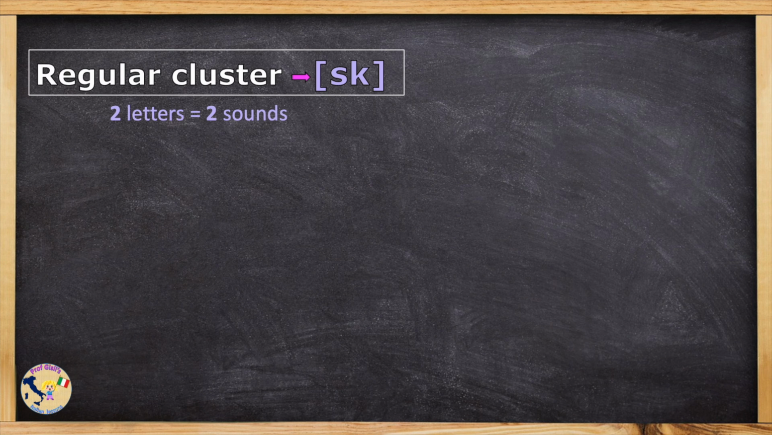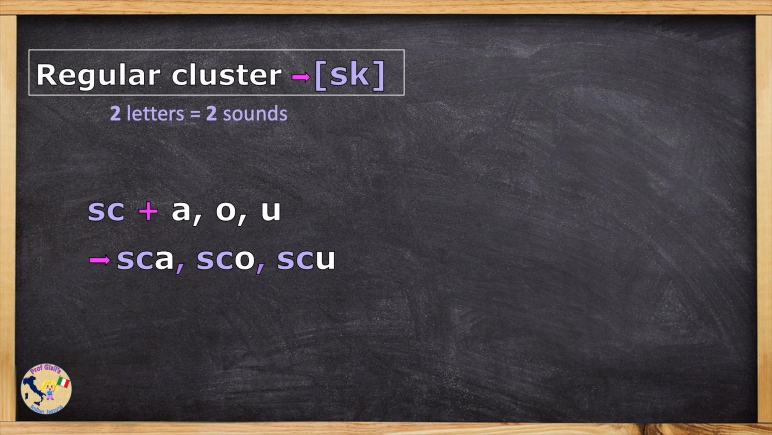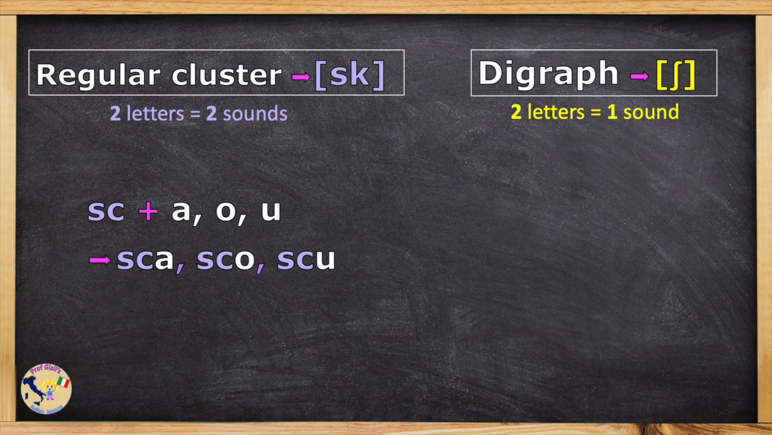When group SC behaves as a regular cluster, it sounds as sk. This happens whenever it is followed by vowels a, o, u, as in ska, sko, sku. As a digraph, SC is pronounced as sh, and this happens when it is followed by vowels e and i. The resulting sound combinations are she and shi. Now we first practice a few words containing cluster sk, and then look at words containing digraph sh.